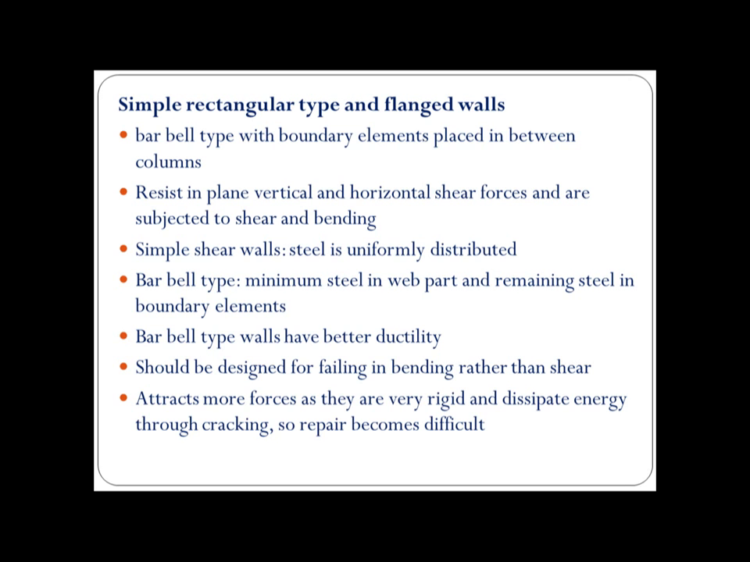In simple shear walls, that is rectangular shear walls, steel is uniformly distributed. Whereas in the case of a barbell type, two edges are enlarged. So minimum steel is provided in the web part, and the boundary elements are the stiffened parts. The remaining steel is provided in the boundary elements. These barbell walls have better ductility. Normally, these walls should be designed for failing in bending rather than shear. And normally these shear walls attract more forces as they are very rigid and dissipate energy through cracking. Once cracking appears, it is really difficult to repair.